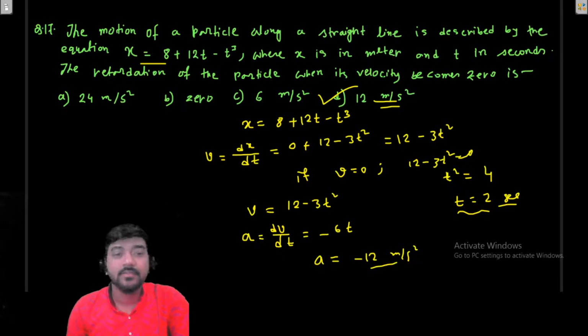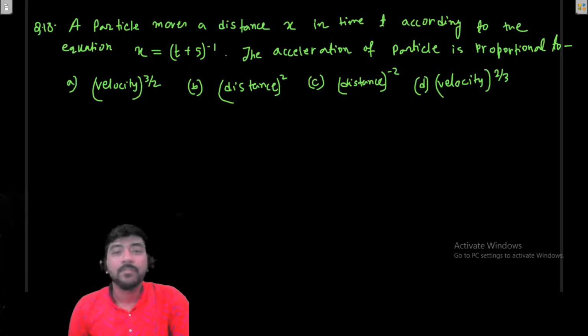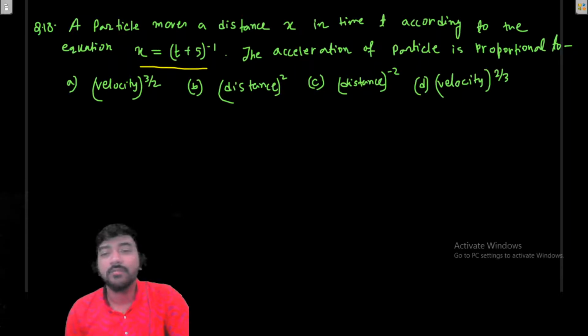Question number 18. Okay, so here a particle moves a distance x in time t according to the equation x is equal to t plus 5 to the power minus 1. The acceleration of the particle is proportional to. So to find out the acceleration from here.